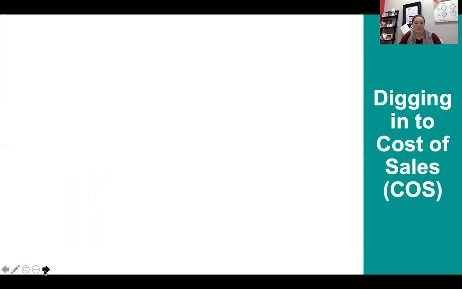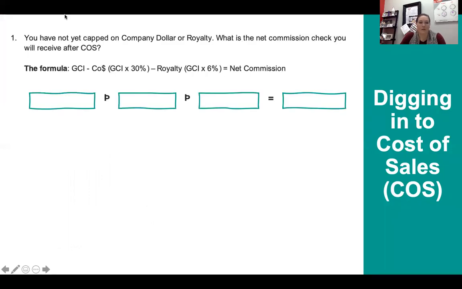So we're going to dig into the cost of sale a little bit here. So this exercise here, you're going to see three formulas. These formulas represent your net commission based on whether or not you've capped on company dollar, royalty, or both. For this example, we're assuming that you're on a 70-30 split, meaning 30% of your gross commission will be paid to the market center in the form of company dollar, and your 6% royalty based on your gross commission if you're not yet capped. So that's going to equal your net commission.